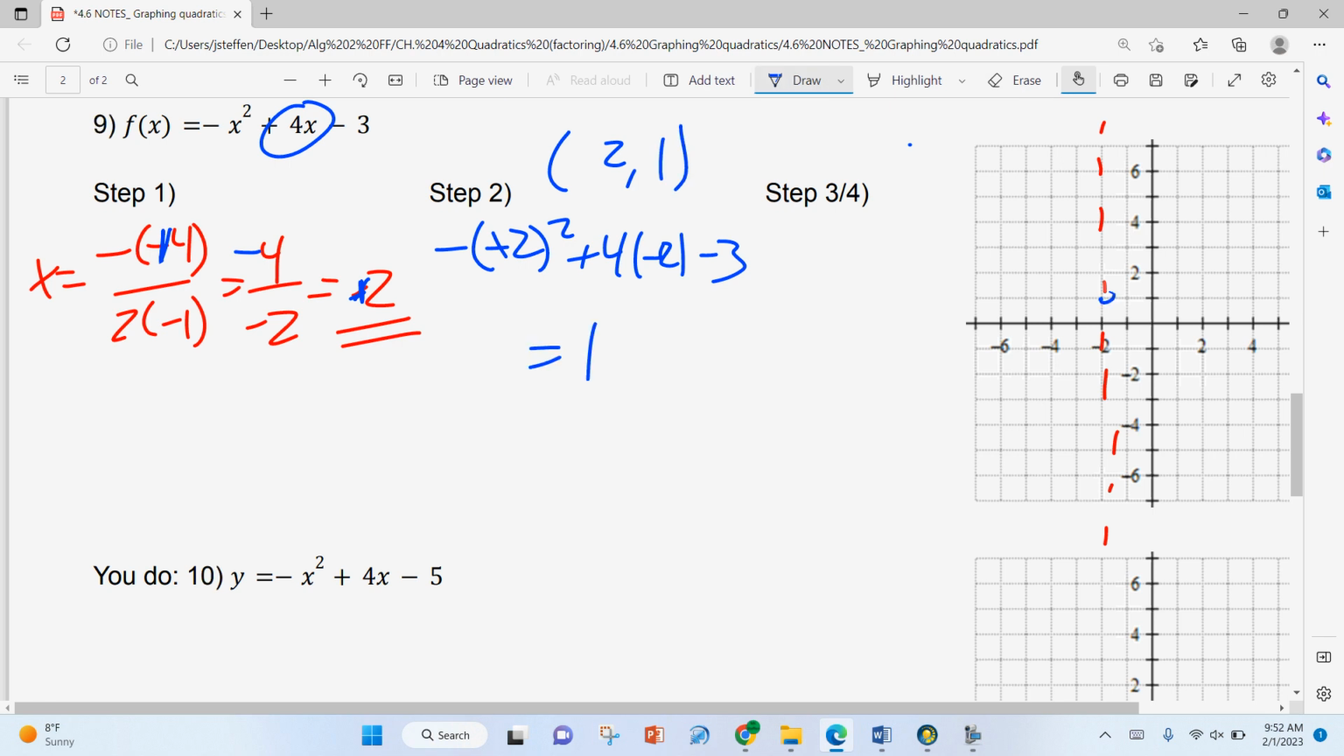So 2, 1 is right here. And then again, you make your table. I start with 2, 1. The numbers smaller than 2 are 1, 0. The numbers bigger than 2 are 3 and 4. Again, it doesn't matter which ones you plug in. You can plug all 4 of them in. That's not a bad idea.